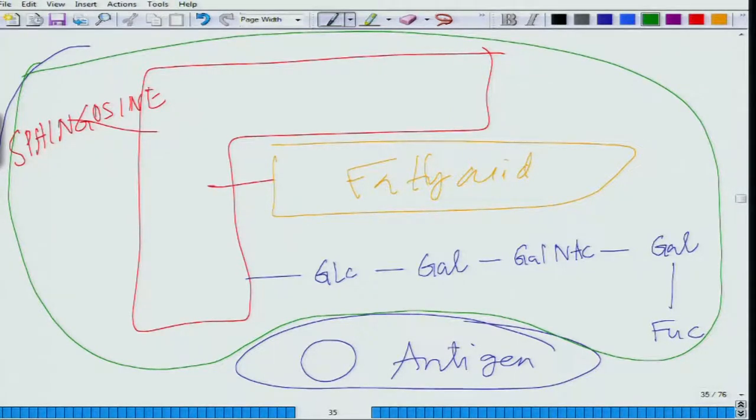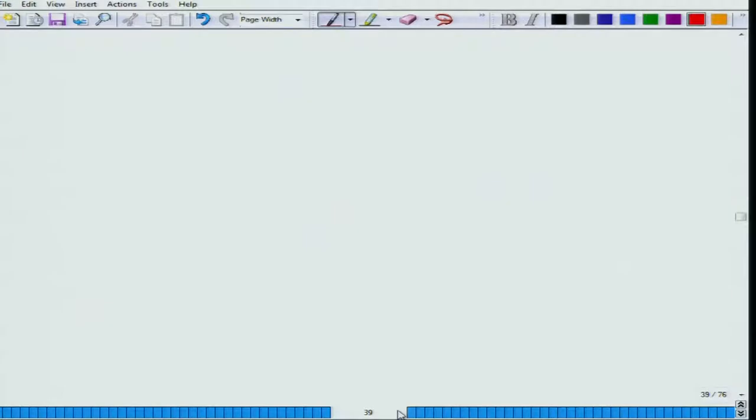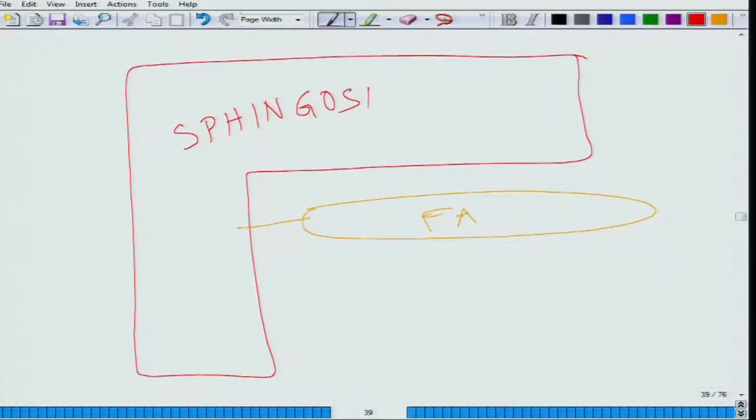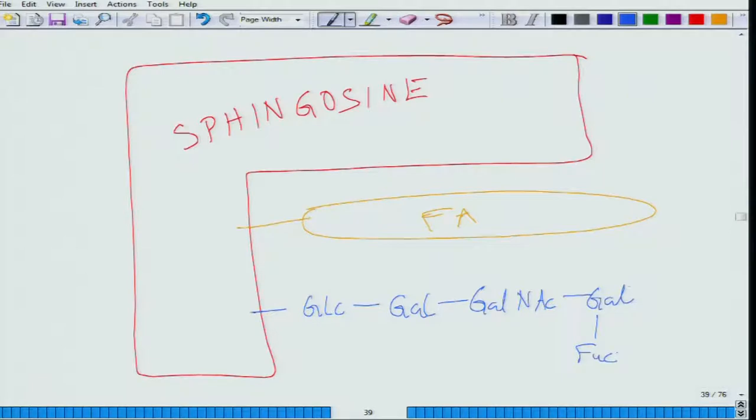Now, for A, there is one modification, everything remains the same. Nothing changes, except there is one addition here, which I will draw. So, again here is your sphingosine moiety, here you have the fatty acid, here you have the sphingosine, now you have this. I told you this GLC, they have galactose, glucose, galactose, GalNAc. Then you have galactose, and then you have the fucose, and here is that addition for A. So, now we are talking about A, here is that addition, you have another GalNAc.